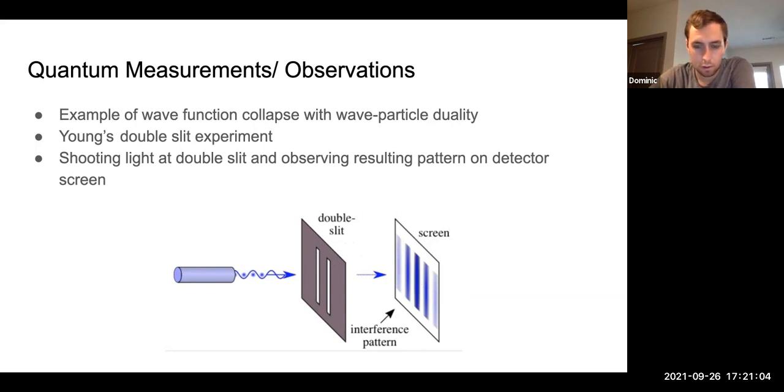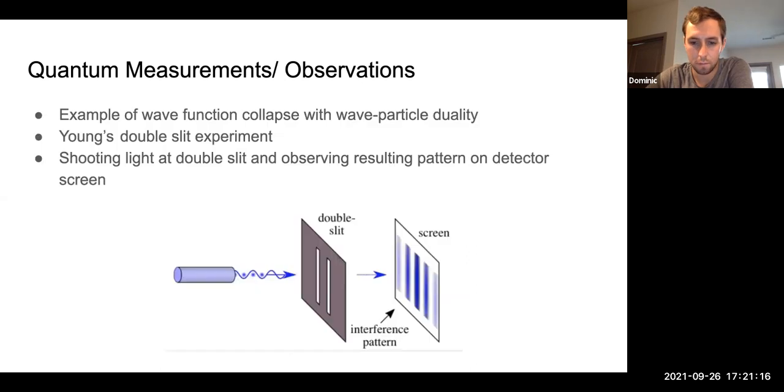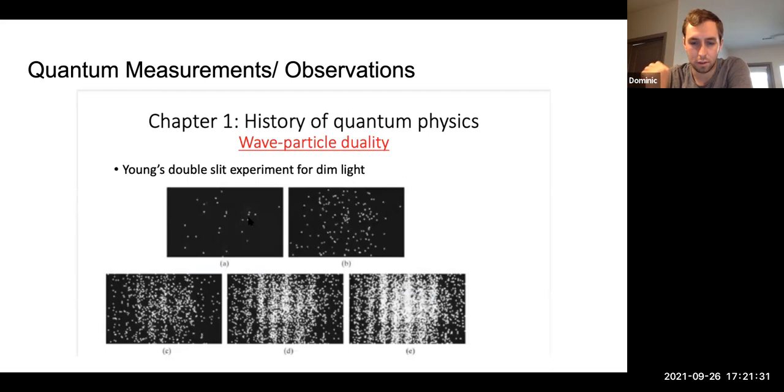So they did that, and they saw a mix of both results. They saw an interference pattern, but to eliminate the possibility that it was multiple photons going through at the same time and interfering with each other, they found a way to send single photons through, so only one photon would go through at a time. And that's what all these little dots are: individual photons and where they hit on the wall after.